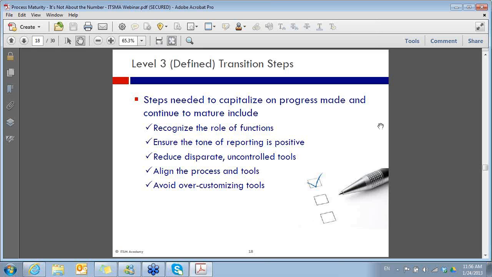You also have to make sure that you look at your reporting. And somebody said something about compliance, I forget what the quote was, but it made me think, ooh, negativity going on. You've got to have a positive tone with reporting and always be looking at where those opportunities for improvement are, and again, where we can start to align our processes and our tools.